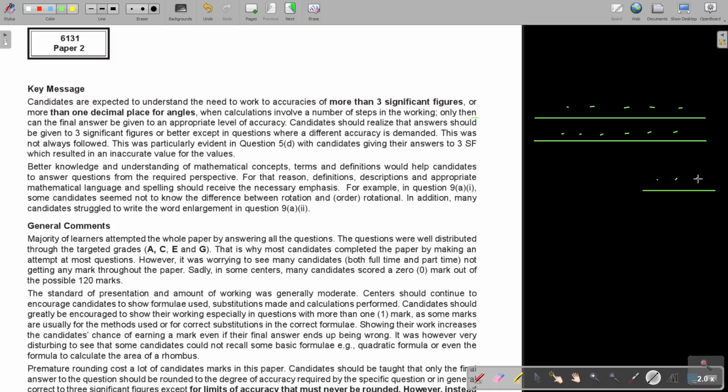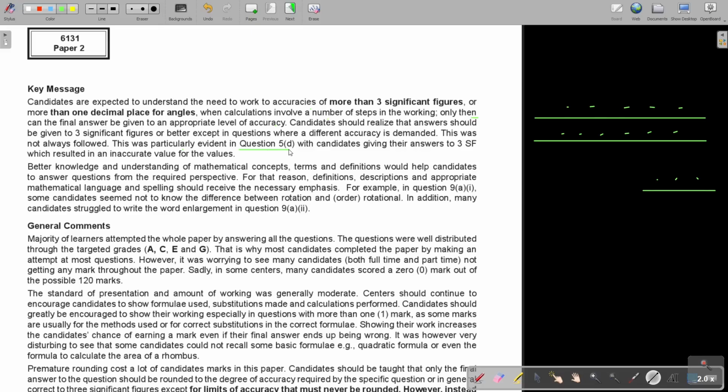This was not always followed. This was particularly evident in question 5D. We can check if we are coming there, with candidates giving the answer to 3 significant figures, which resulted in an inaccurate value. So if the question states something different, underline it, so that you don't forget it.